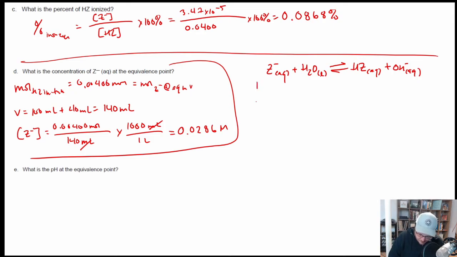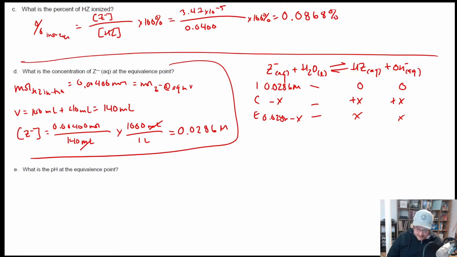So we can set up our ice table. Z minus, we start off with 0.0286 molarity. H2O can be ignored. We have 0 initially of HZ, 0 of OH minus. That's how we're going to approach it. So we lose x of Z minus, gain x of HZ, gain x of OH minus. So at the end, we have 0.0286 minus x, and then x of HZ and x of OH minus in those cases.